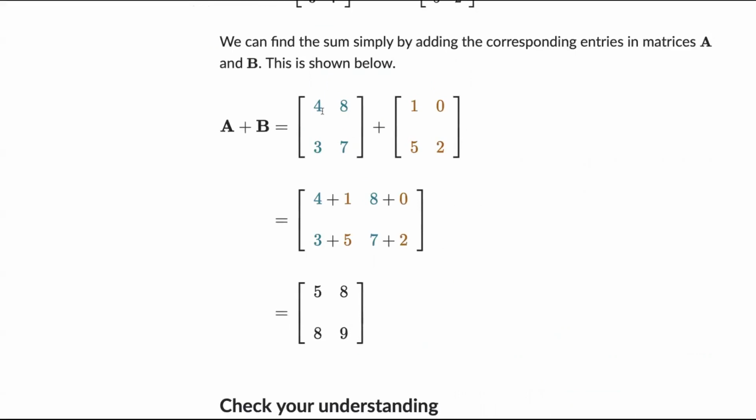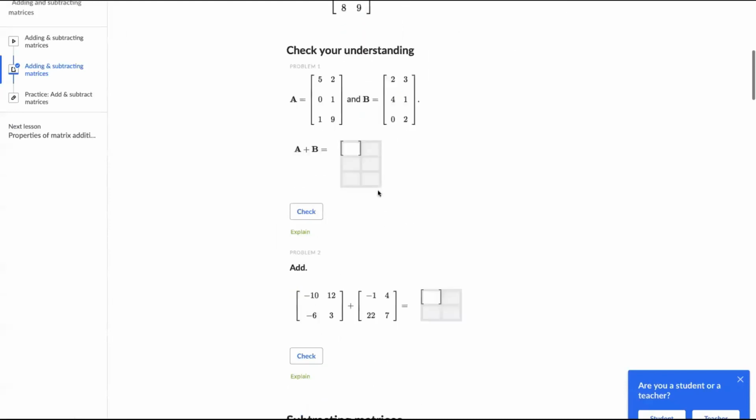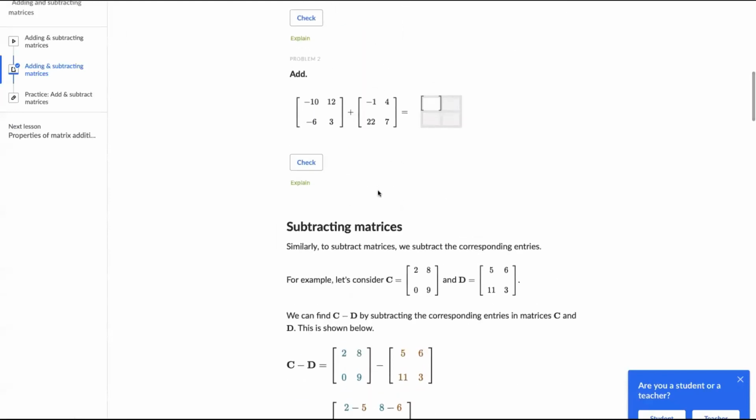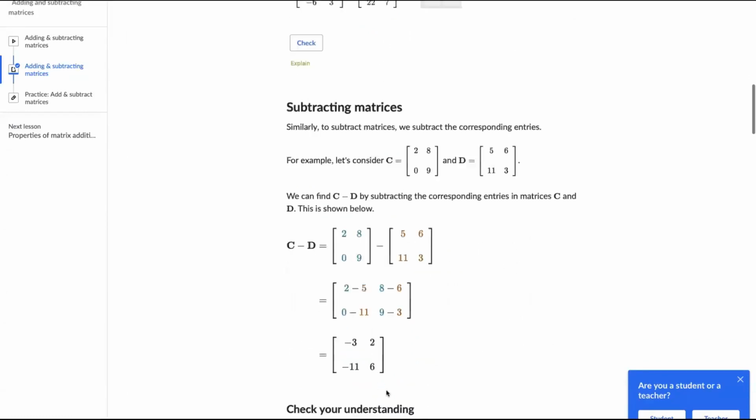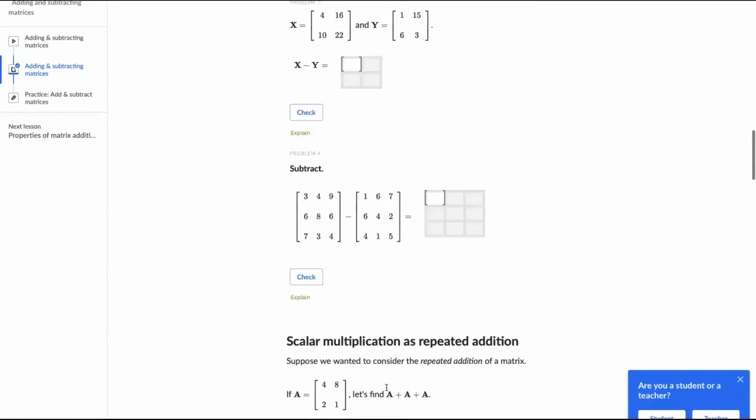So A plus B. 4 plus 1, 5. 8 plus 0, 8. That's all. Corresponding entries. Now, if you want subtraction, the same thing. 4 minus 1, 8 minus 0. Okay, so that's easy to understand. The addition and subtraction of matrices. So here we have subtraction. That part is easy to understand.